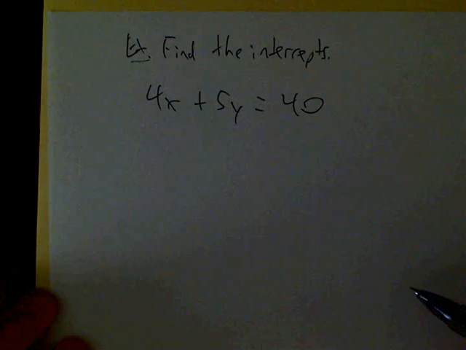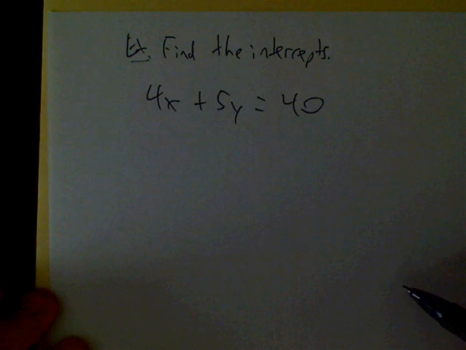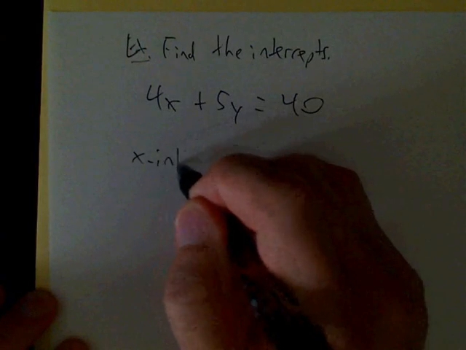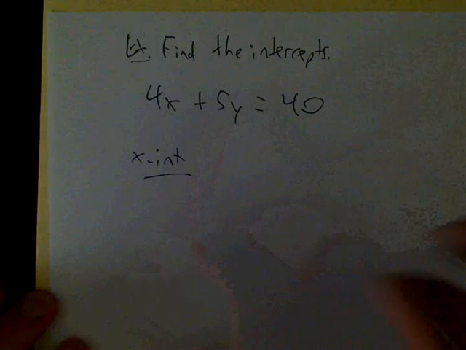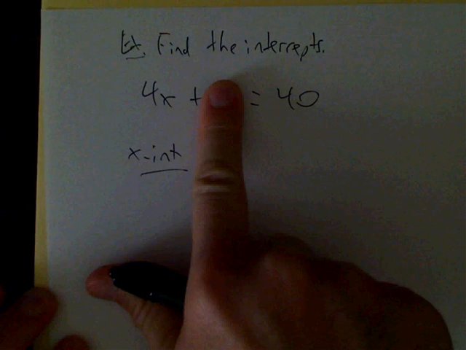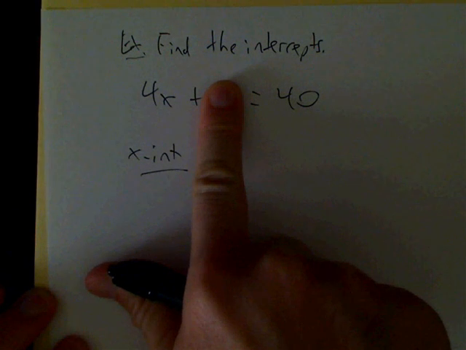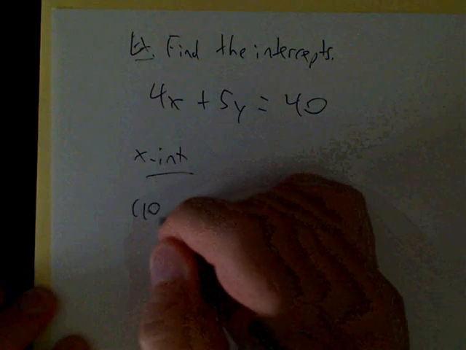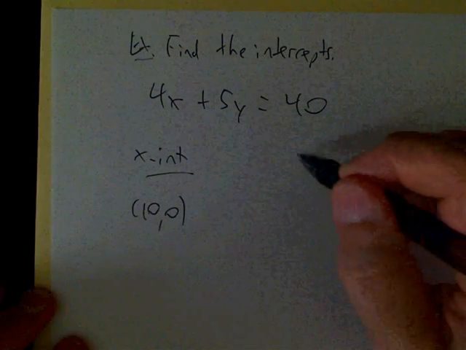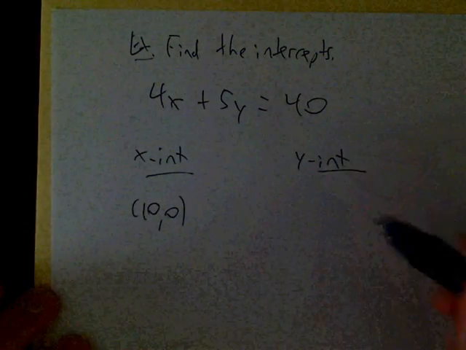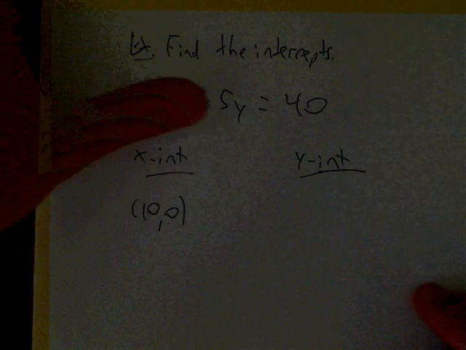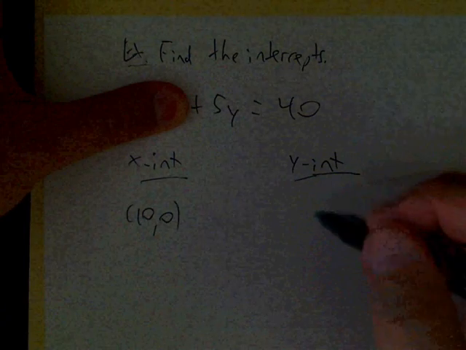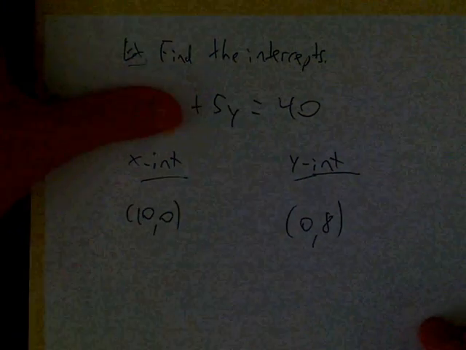Now let me show you a little quick way to do this for equations like this. To find the x-intercept, let's just cover up the y value. And we're solving 4x equals 40. Now that tells me for 4x to be equal to 40, x must equal 10. And I'm done. 10, 0. For the y-intercept, let's cover up the x value. When I solve that for y, that tells me y equals 8. Y is 8. It's as simple as that.